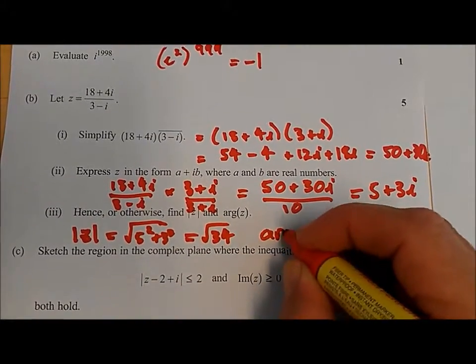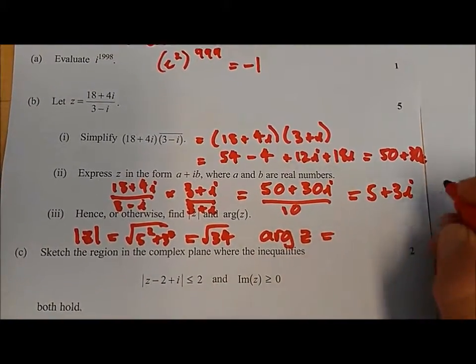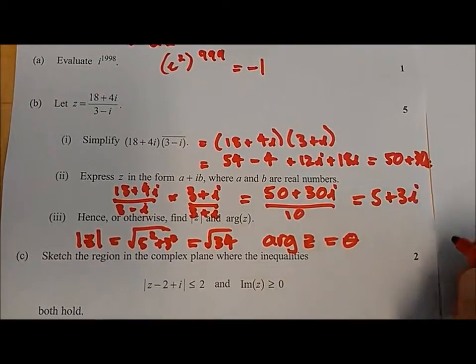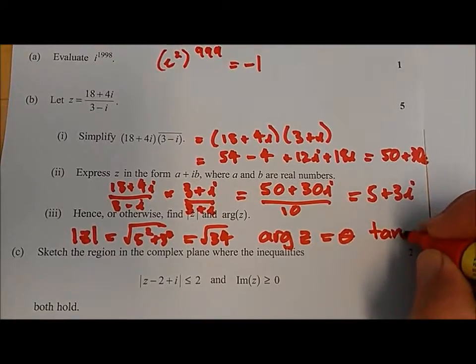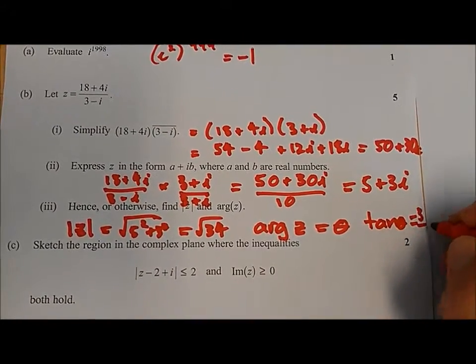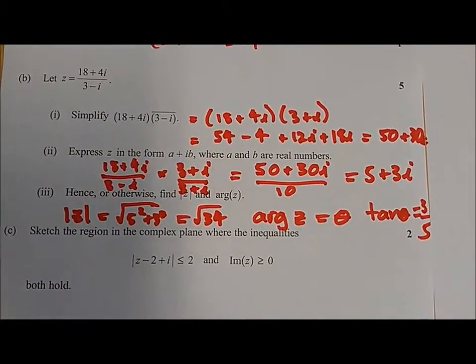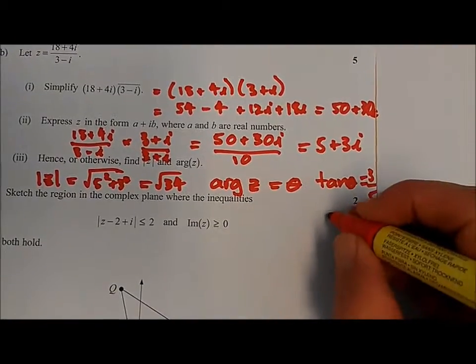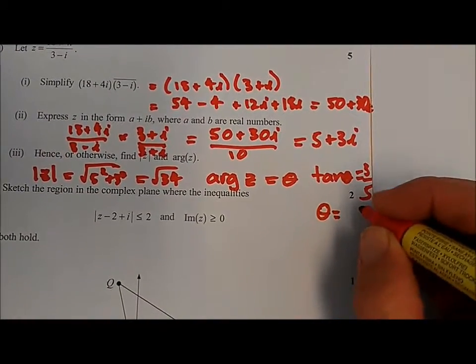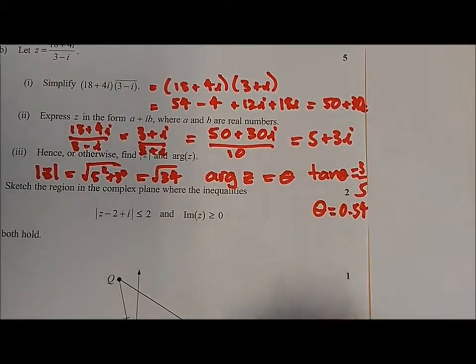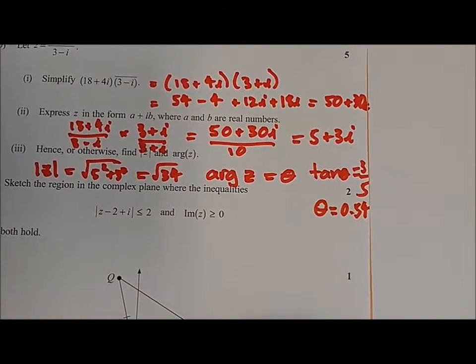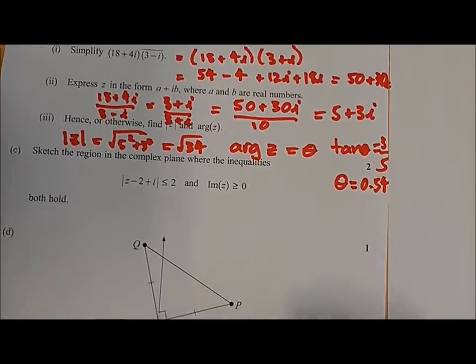The argument of z is going to be given by theta, and what we're going to have here is that tan theta is equal to 3 on 5. And just using our calculators, we get that in radians theta is equal to 0.54 radians for the argument. So that was again very mechanical.